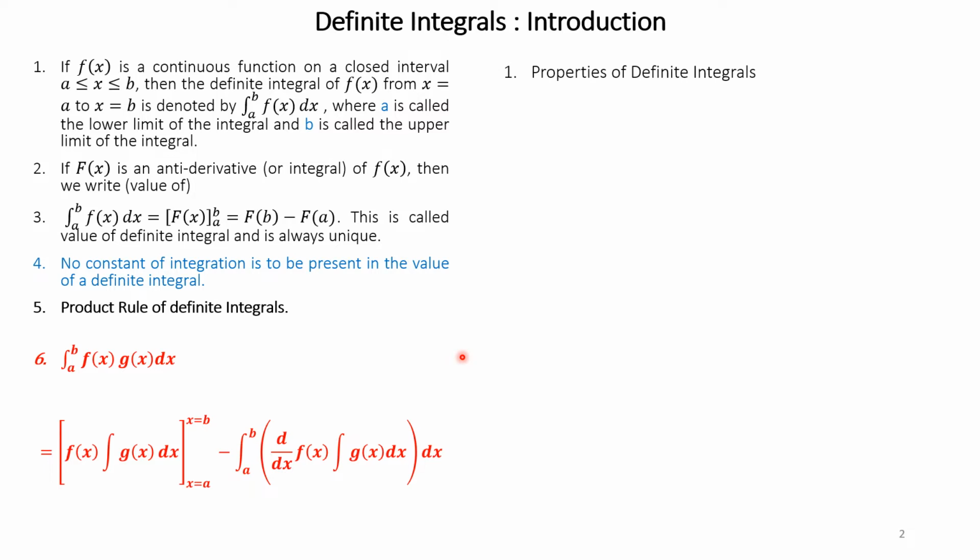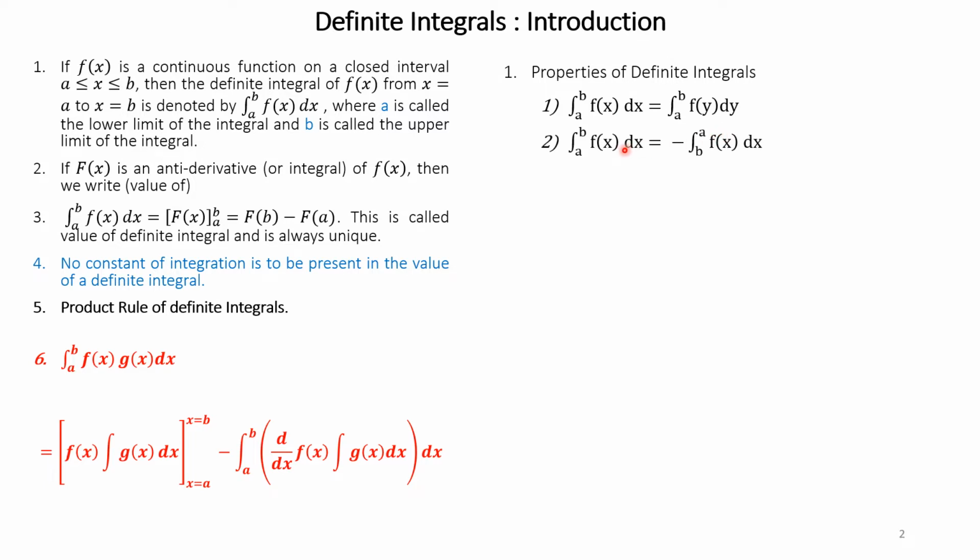Properties of definite integrals. First property: the integral from a to b of f(x) dx is equal to the integral from a to b of f(y) dy, so that x can be replaced by y.